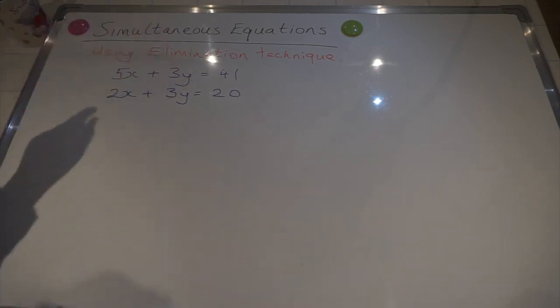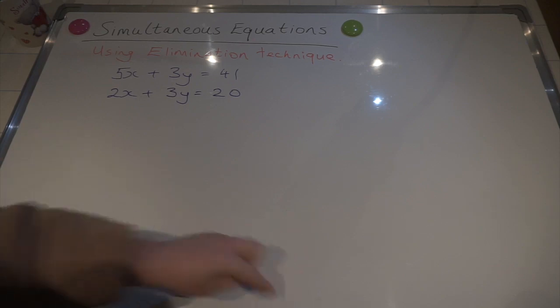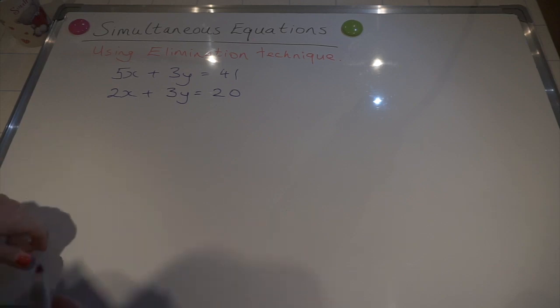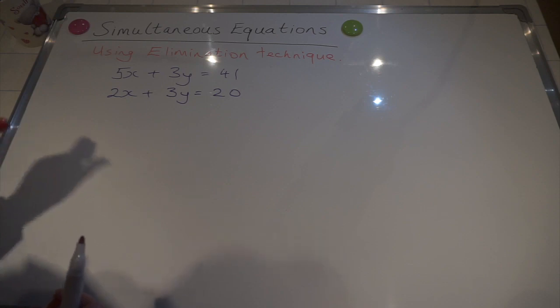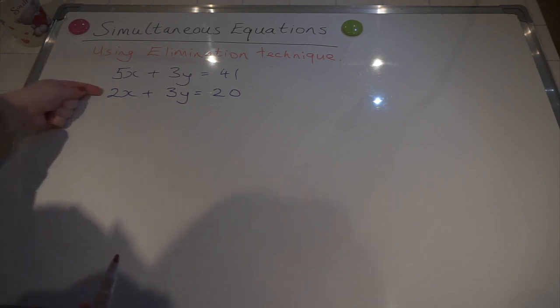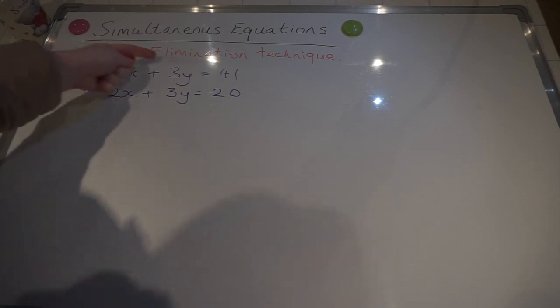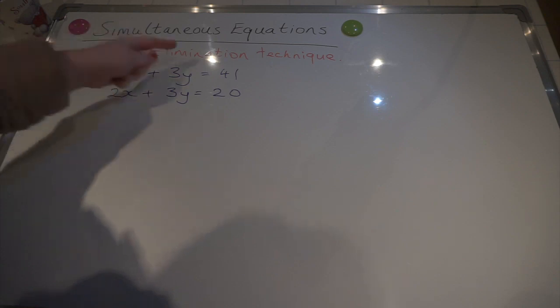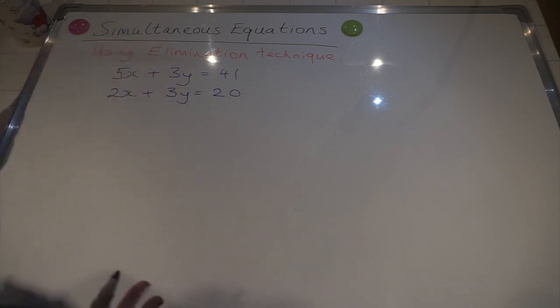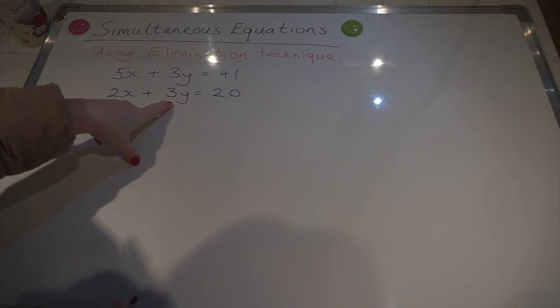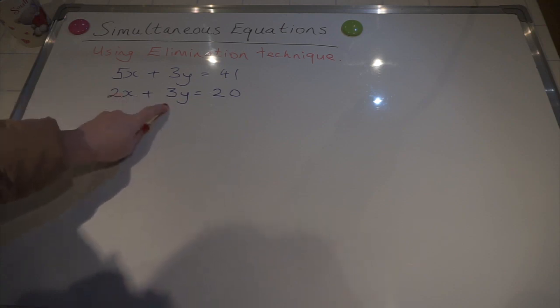There's a couple of other methods as well that we'll look at over the next couple of lessons, but for now, elimination. Elimination means to take away, and that's what we're going to do. We're going to take away these two equations, and while we take them away, we're going to eliminate one of our variables, either x or y. You can see that the y's are both 3 here, so if we were to take them away, we could eliminate the y's straight away.